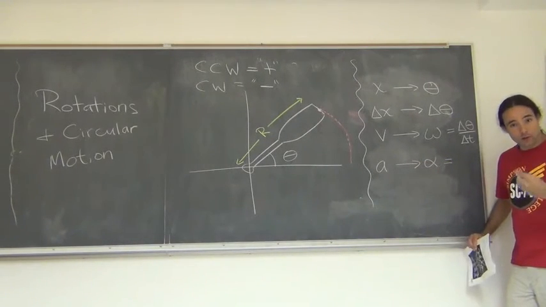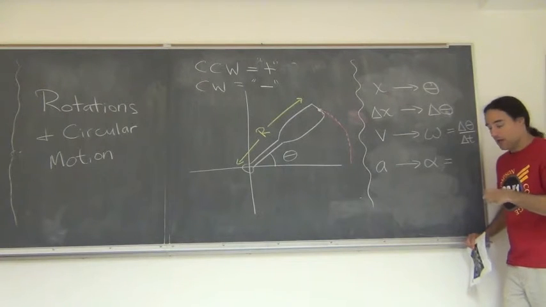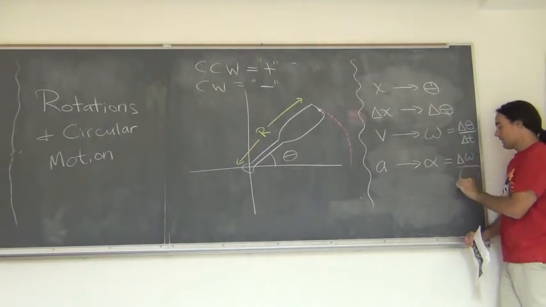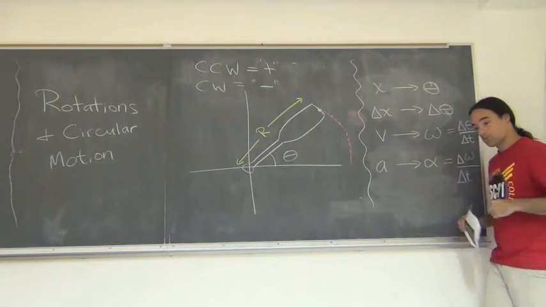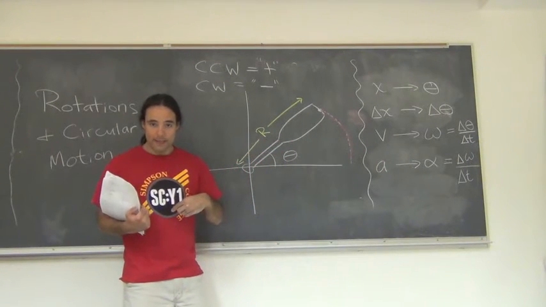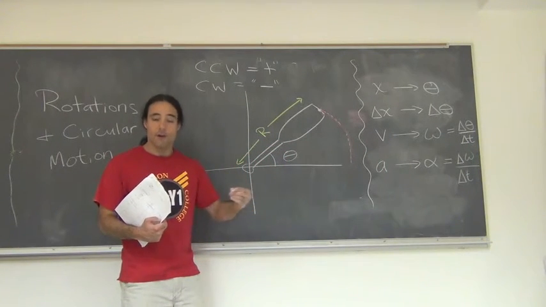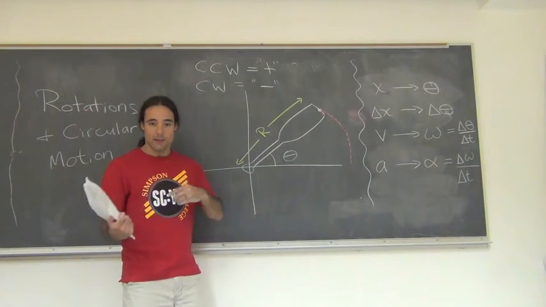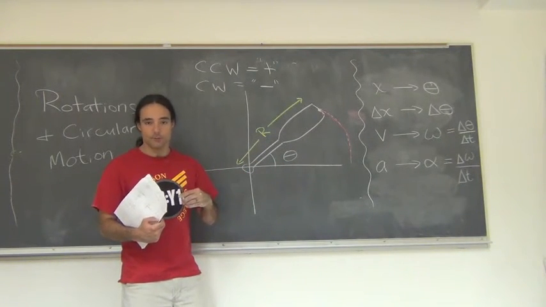Acceleration was the change in velocity divided by the change in the time. Angular acceleration is the change in the angular velocity divided by the change in the time. It's the same thing, it's just we're switching over all of my variables that I used to have for regular linear motion are now switched over, and we're using their angular versions.